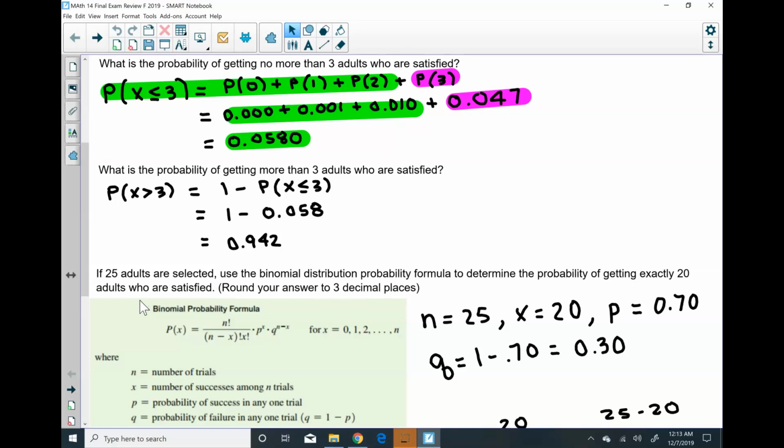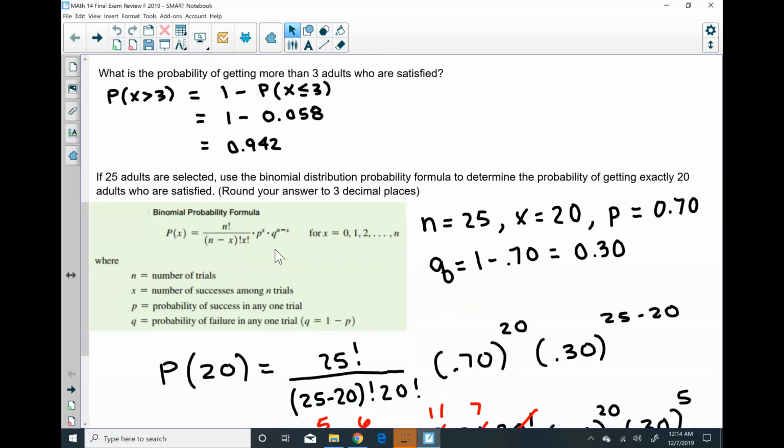Now, if we take a look at the next question, it says, what is the probability of getting more than 3 adults who are satisfied? Well, more than 3 adults would then be x is greater than 3. And what we would do is we would use the complement rule. We would take 1 and then subtract the probability of x is less than or equal to 3. Now, since in the previous question we found that, we can take 1 and then subtract 0.058, which would then give us the result of 0.942.